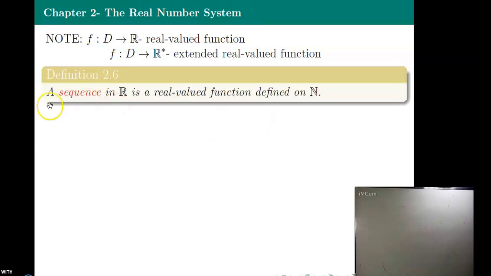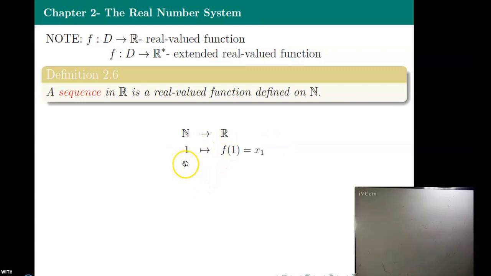So let's define now a sequence in R. It is a real valued function defined on N. Now here, take note the domain is the natural number, the set of natural numbers. So let's have here this illustration. So from N to R, this is a function from N to R.